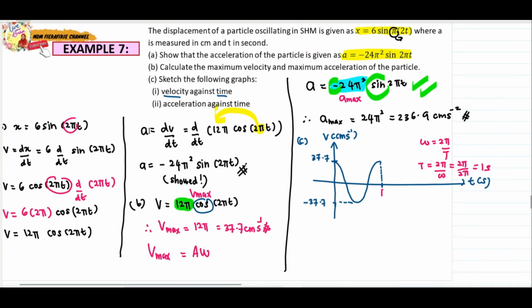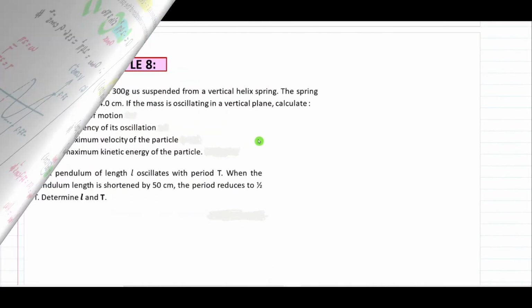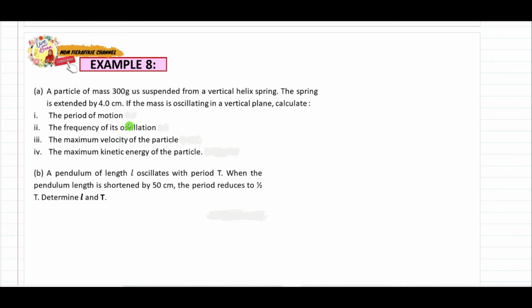So we will proceed to example number 8. Okay, now example number 8. So here we have the particle of mass 300 gram. Okay, is suspended from a vertical helix spring. The spring is extended by 4 cm. If the mass is oscillating in a vertical plane, calculate the period of motion.